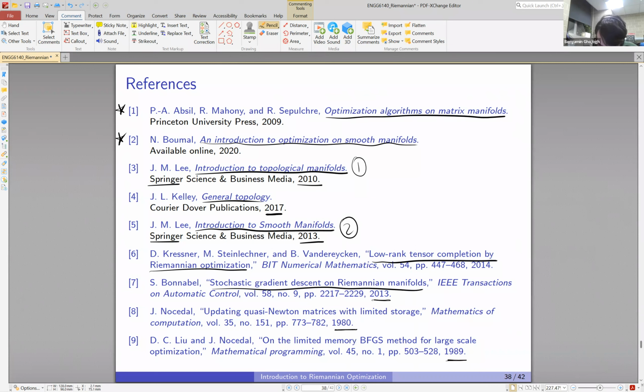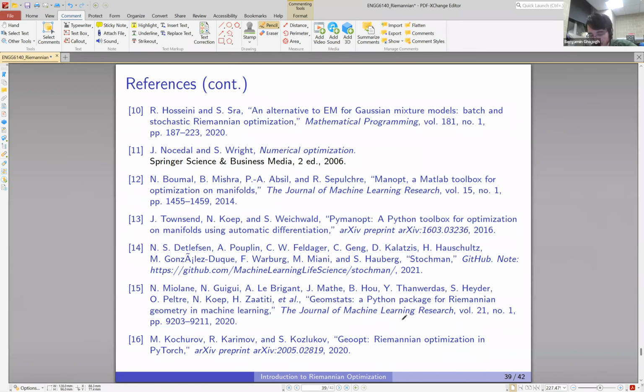These papers together were proposed in 1980 and 1989 by Nocedal et al., proposing limited memory BFGS or LBFGS: updating quasi-Newton matrices with limited storage, and on the limited memory BFGS method for large-scale optimization. These are LBFGS algorithms in Euclidean space. Okay, this one.